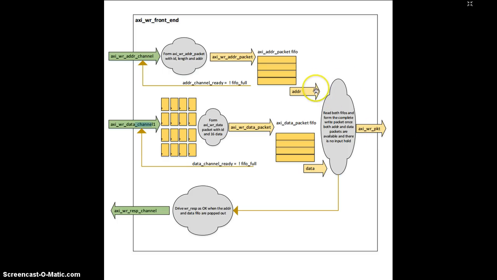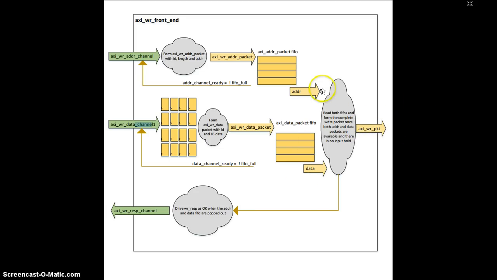At this point we will be popping from both the address and data FIFOs if there is no input hold coming from the top module to this module. By default the input hold is always asserted, and whenever the arbiter decides to send this particular packet to the OCP client, only then will that hold be released. That means when the hold is released, this packet will be sent to the OCP client.